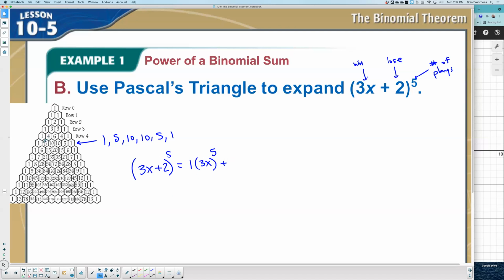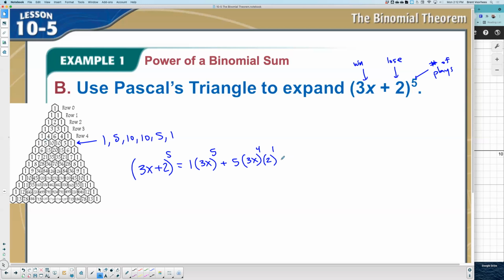For every one individual that wins every time, there would be 5 individuals who win 4 of the times, but lose once, which 2 represents losing. So they lose 1 time: 2 to the first. Again, I wouldn't have to write that first there, so I'll erase it. You don't actually have to have 2 to the first. Maybe I'll leave it there just so you can see how they count.